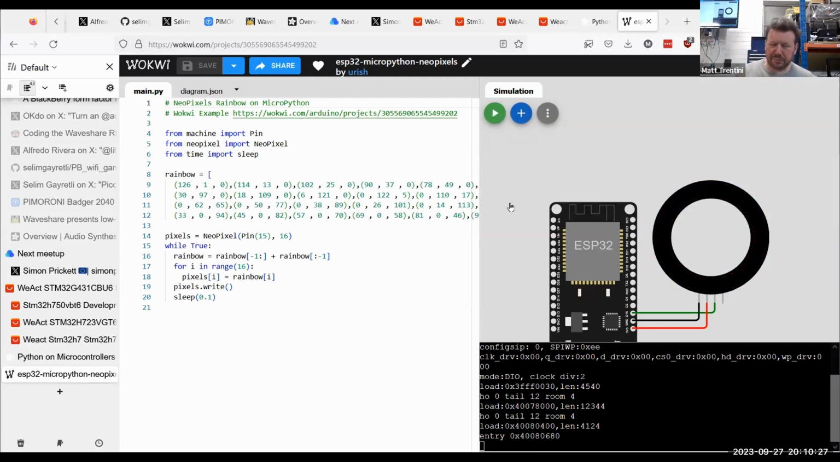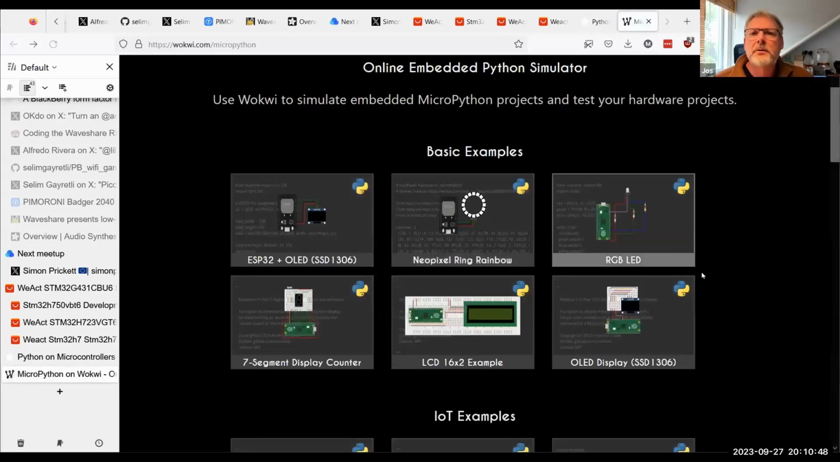And I've seen a couple of tutorials written about how to do things, and some of them now start with you start in Wokwi and you render it here, and then okay, now you've proven it works, copy that file to your device, and away you go. It's gotten pretty good.